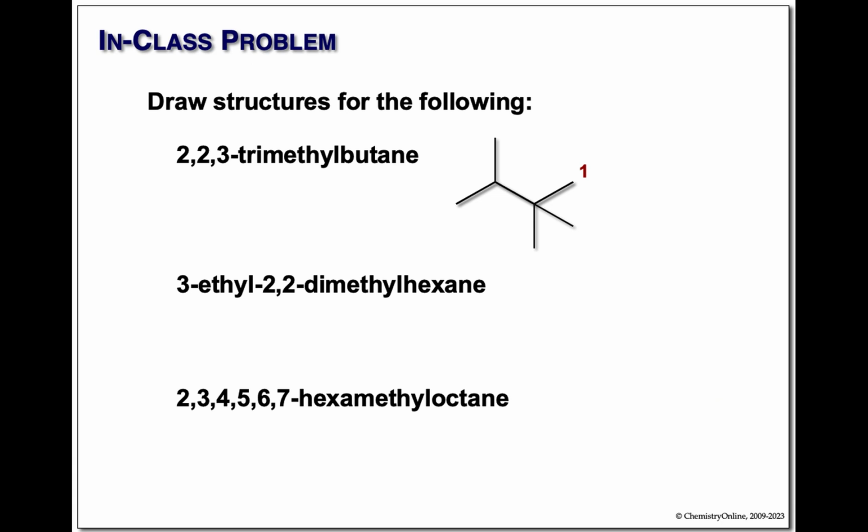Our next one, 3-ethyl-2,2-dimethyl hexane. Hex is 6, right? So we're going to put our zigzag with 6 carbons: 1, 2, 3, 4, 5, 6. Now on carbon number 3, that's here, we're going to have an ethyl group, that's 2 carbons. On carbon number 2 here, we will have 2 methyls.